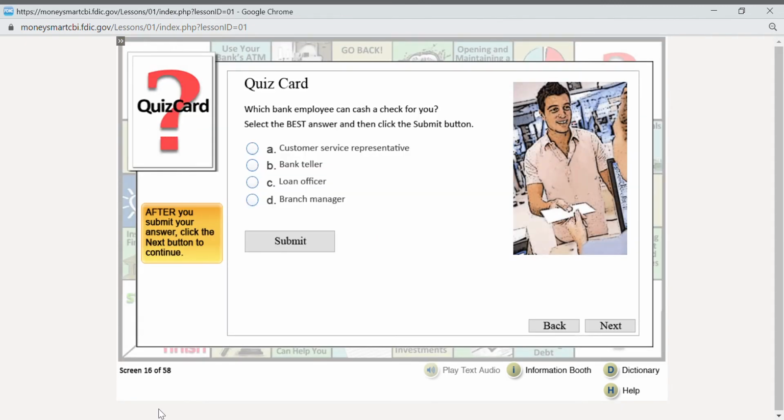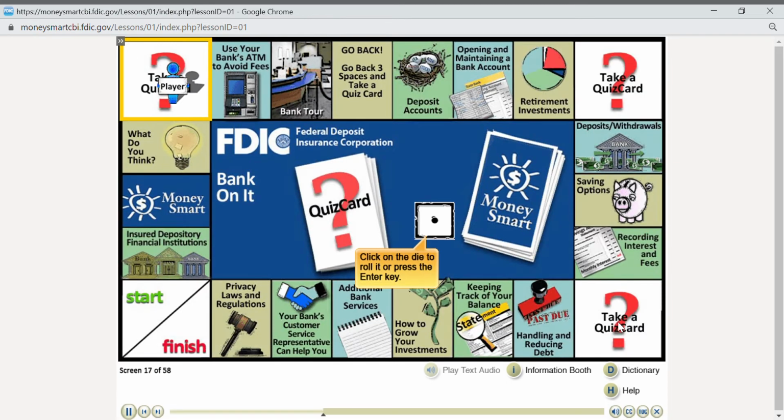You have received a quiz card to test your knowledge. Click on the die to roll it, or press the enter key.